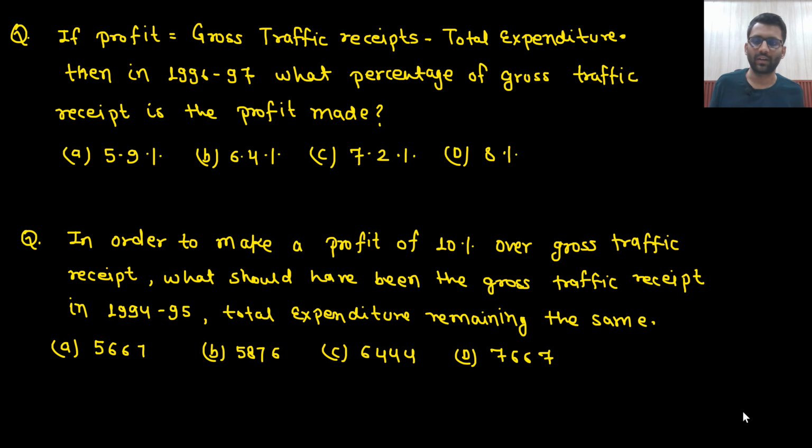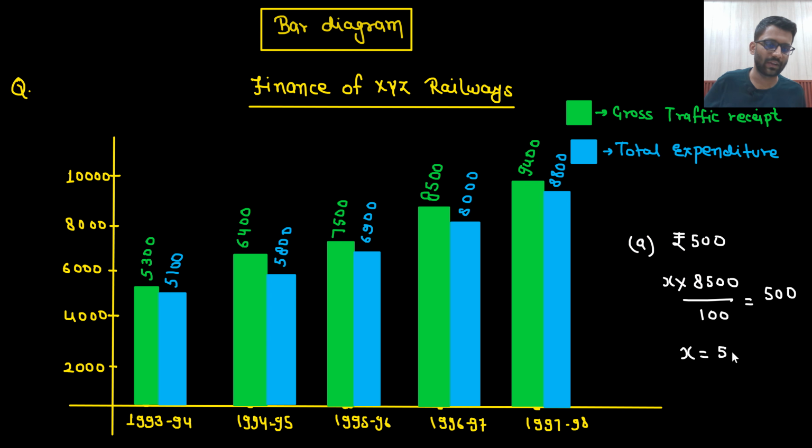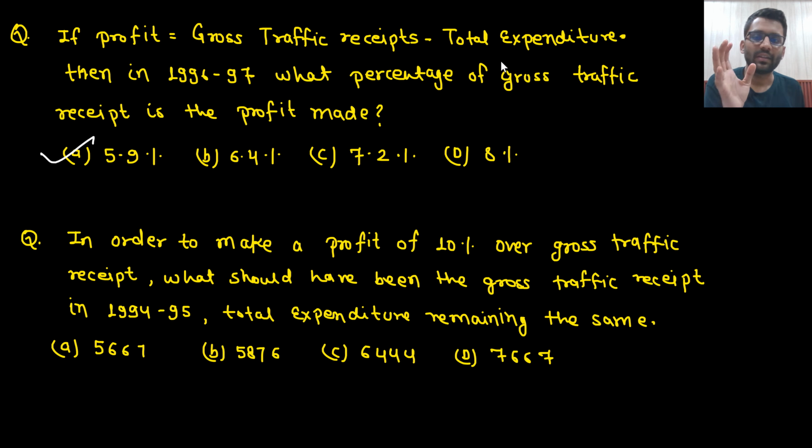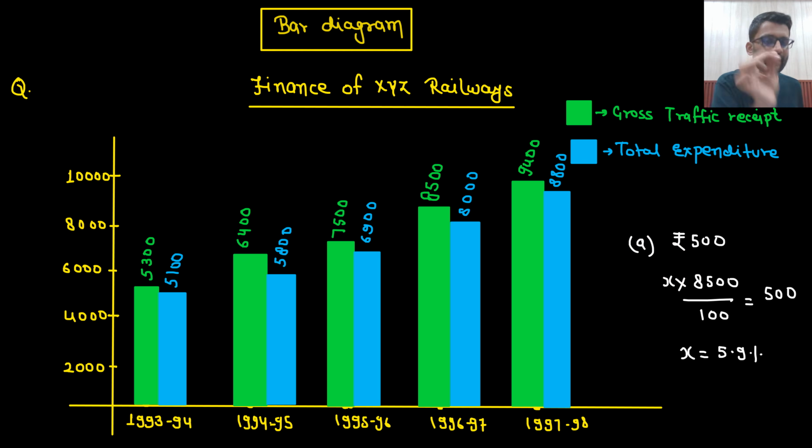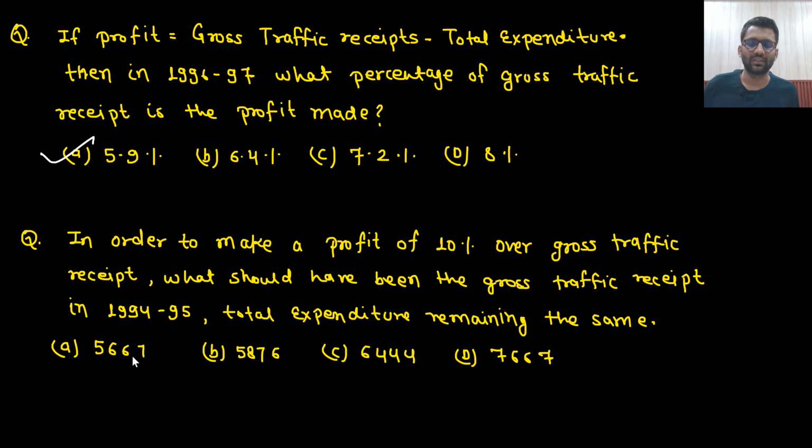5.89, 5.89, 5.9%, roughly around 5.9%. Okay, so X is 5.9%. Did you understand this problem? What you are getting, the profit is 500 rupees, and what they are asking, what percentage of gross traffic receipt? So you need to find the percentage of gross traffic receipt that is equal to 500 rupees. So that is 5.9%. So this is the answer.